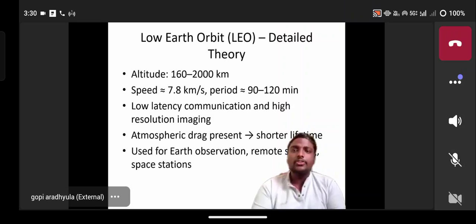The low Earth orbit gives low latency communication and high resolution imaging. Atmospheric drag is present, so the lifetime is shortest. Used for Earth observation, remote sensing, space stations, and these are the low Earth orbits, LEO.